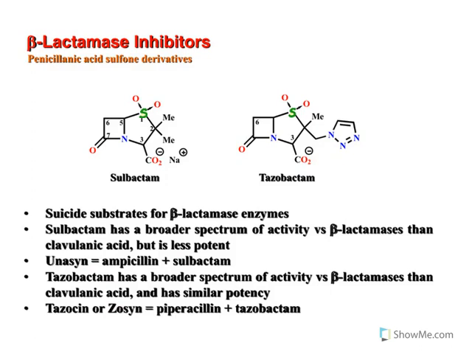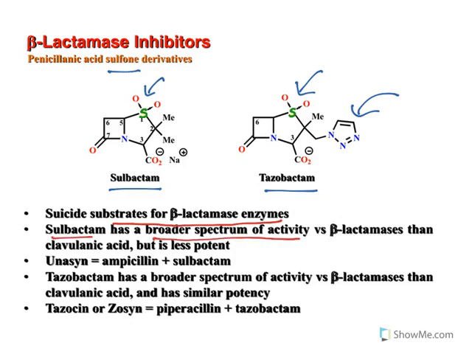Now the other drugs are Sulbactam and Tazobactam. Both of them are sulfone derivatives. You can see in the structure they have got sulfone. Though the heterocyclic ring contains sulfur atom, it is in the derivative of sulfone. In case of Tazobactam, it is a triazole derivative. See, these drugs are suicide substrates for beta-lactamase enzymes, but Sulbactam has got a broader spectrum of activity. It means it is effective against gram-positive, gram-negative, a wide variety of bacteria, but it is less potent. So it cannot be used as an antibacterial agent, but it can only be used along with antibiotics.